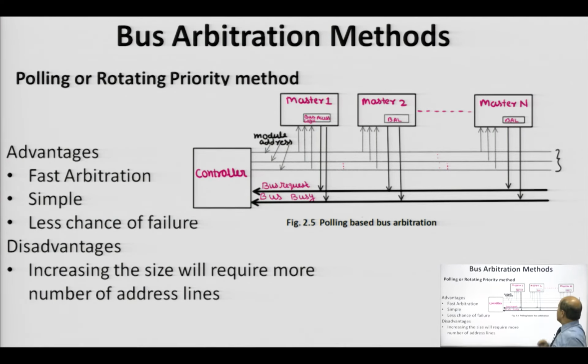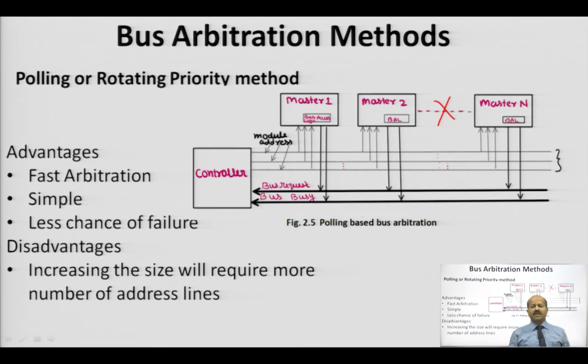So, what are the major advantages of this method? This method is a bit faster than the previous method, that is the daisy chaining method. So, in this case arbitration is faster. This method is again simple and there is less chance of failure. Failing of a particular master will not affect the whole system, because every master is connected separately with the controller through a common channel, that is the address line channel.